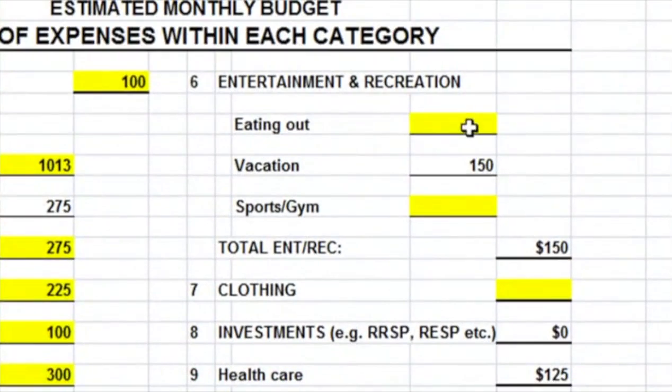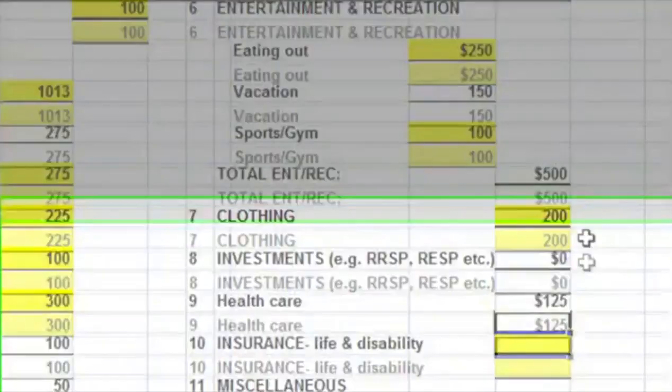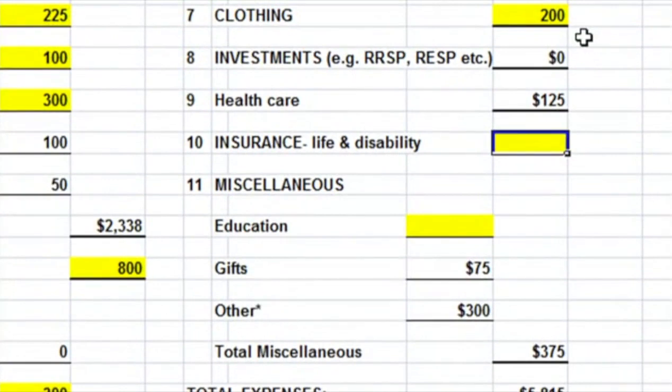If you now go up to the other side, eating out, they spend on average $250 per month. Their vacations $150 per month. That comes from our calculation on form number 3 of $1,800 divided by 12. Their sports, gym, that kind of stuff, they spend about $100 per month. On clothing, they're incurring about $200 per month. And insurance, these are things like life and disability insurance. That's being taken out of their bank account on a monthly basis. It's about $100 per month. And for education for their children, just miscellaneous education costs, books, etc., they spend about $100 per month.